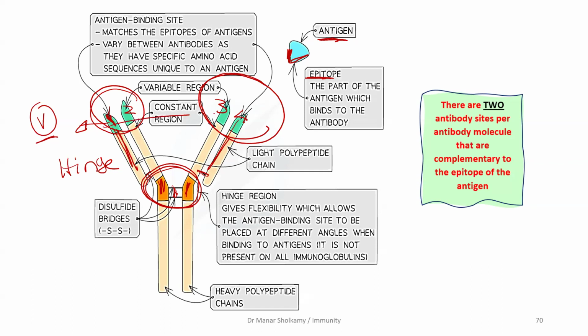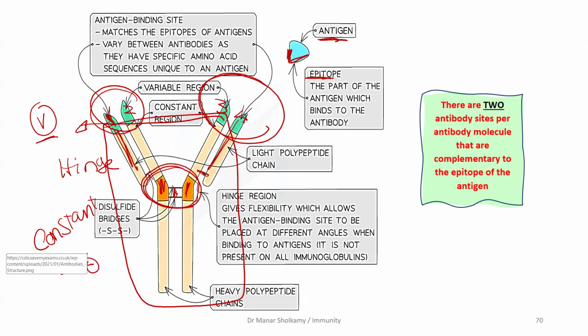Now, this part is called the constant region, and it determines the type of the antibody. How many types of antibodies do we have? 5. Remember, M-A-G-E-D. And every type or class of antibody has a specific mode of action because antibodies work differently. And we will discuss this in a minute.